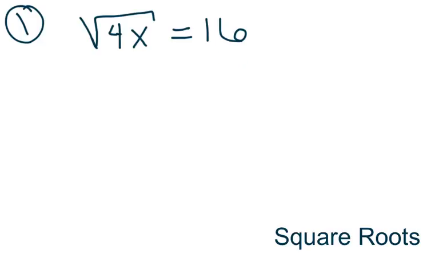So this is how you are going to handle this. The first thing you're going to do is pretend that this 4x right here is kind of like in parentheses. If it's sitting underneath a square root, that's just like having it in parentheses and raising it to a power or some other type of thing.